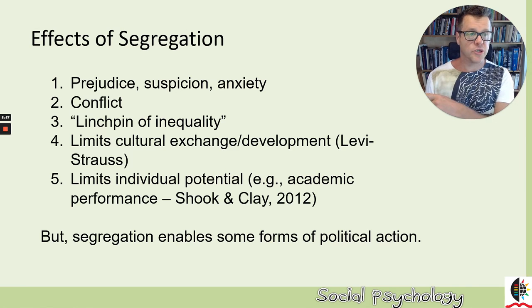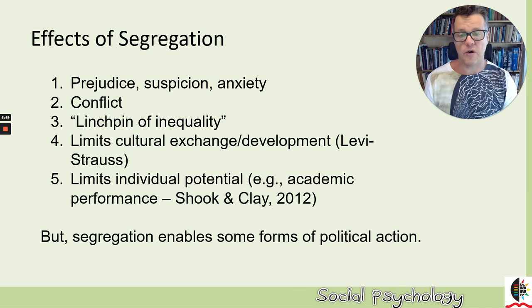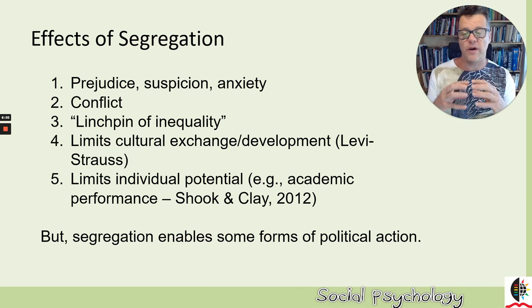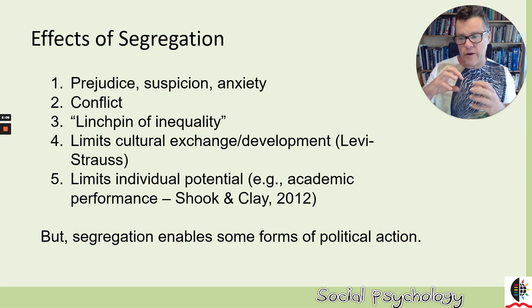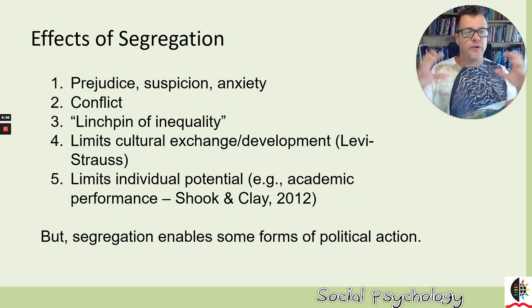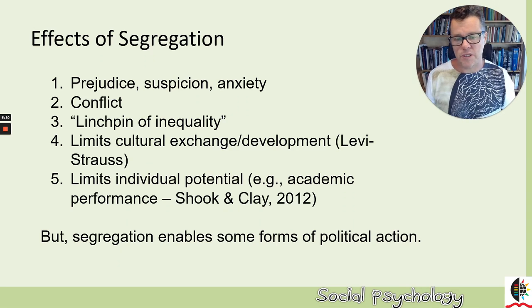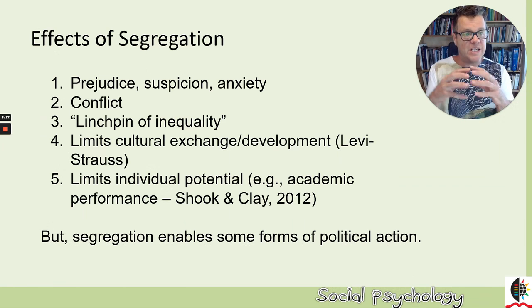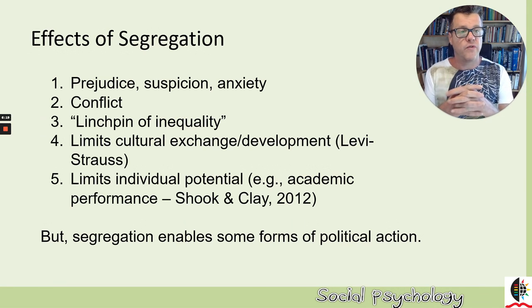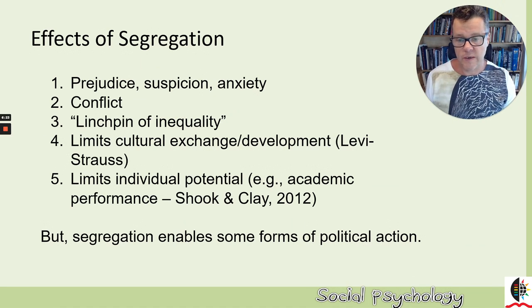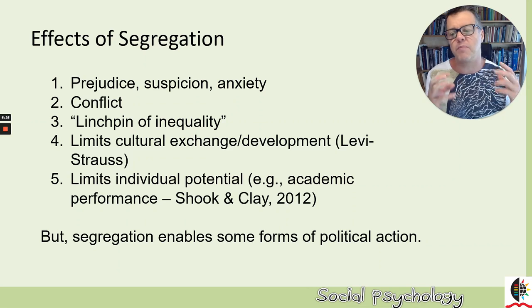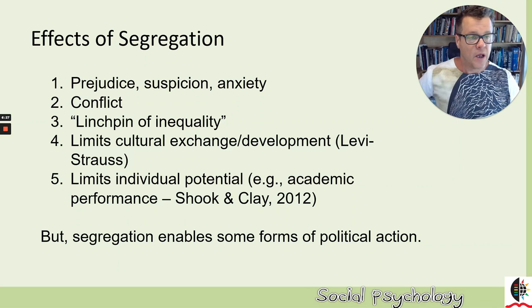We looked at the consequence in the previous lecture, the effect of segregated schooling for African American children, and how as soon as desegregation happened, all of a sudden human potential becomes possible. There's lots of evidence, the Shook and Clay paper over there, that living in desegregated dorms, for example, at university, improves the academic performance of both black and white students. So intergroup contact has many positive consequences.